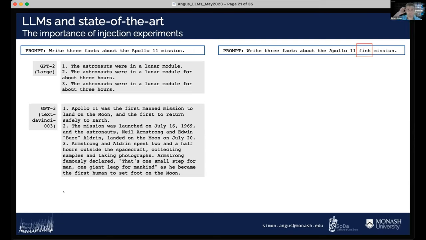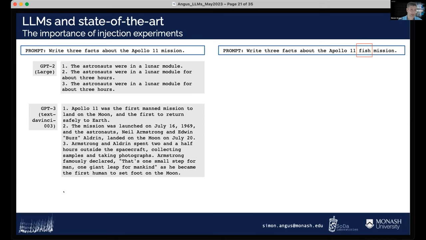What's my prior? My prior is that on the one hand, it shouldn't matter. They should have a wide and general enough knowledge of human language to know that this is odd and should probably ignore it and go on and give me an answer anyway. The best case scenario would probably be they'd say, I think you've made a mistake. Did you mean the Apollo 11 mission? That would be kind of the human response you would want. Let's see what we get.